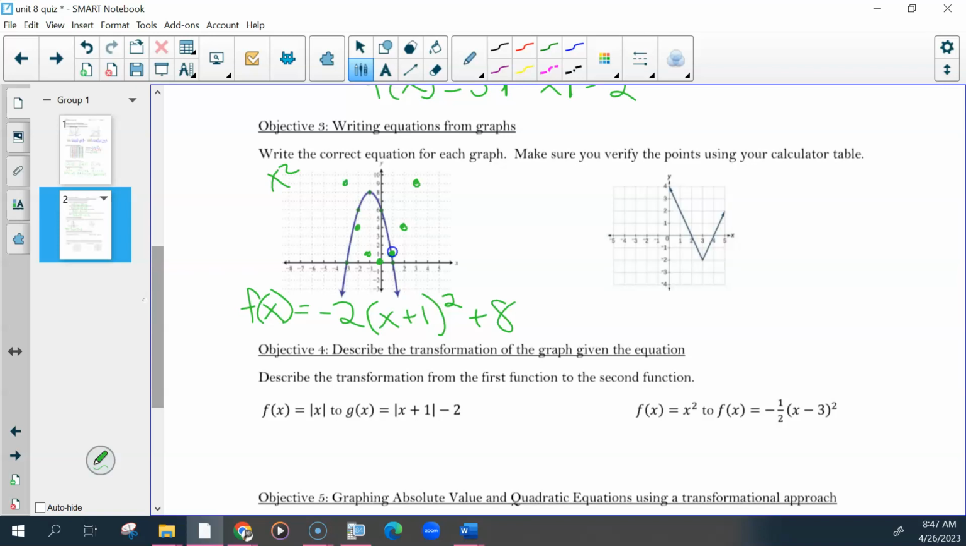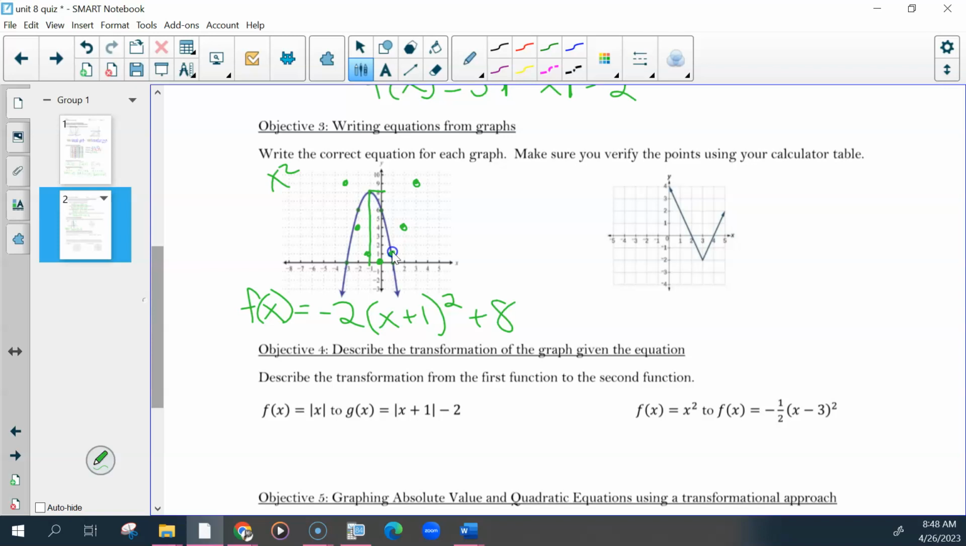So that's your original. It's been flipped upside down vertically, so that's a negative on the outside. The distance between these was 1, now it's 2, so it's been stretched and it's narrow. So you have to figure out that number, and that will give us the 2. The vertex has been moved to the left 1 and up 8. So you have to compare it to the original each time.